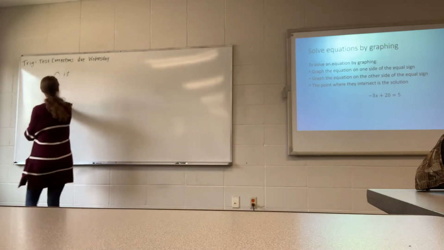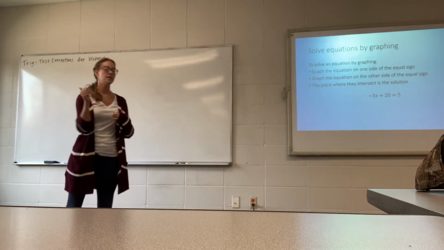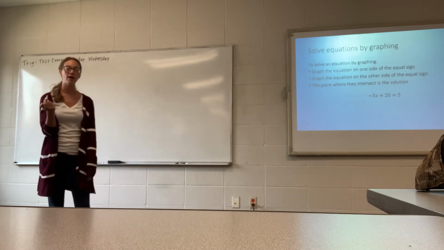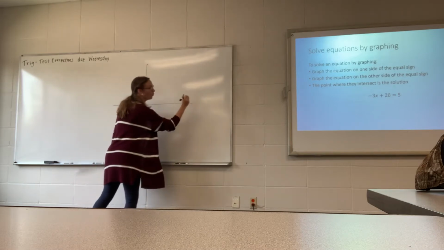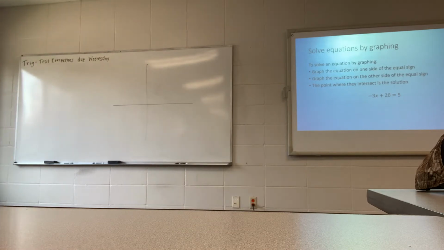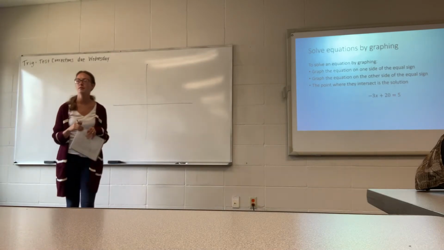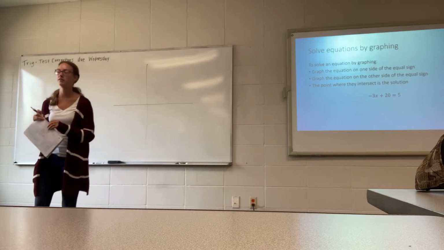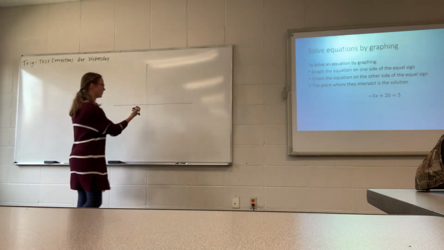So my example says I have negative 3x plus 20 equals 5. So I need to graph negative 3x plus 20, and I need to graph 5. To graph negative 3x plus 20, where would that y-intercept be? Jace, what do you think? If I think about y equals mx plus b, what's my b value? 20. Yeah, 20.